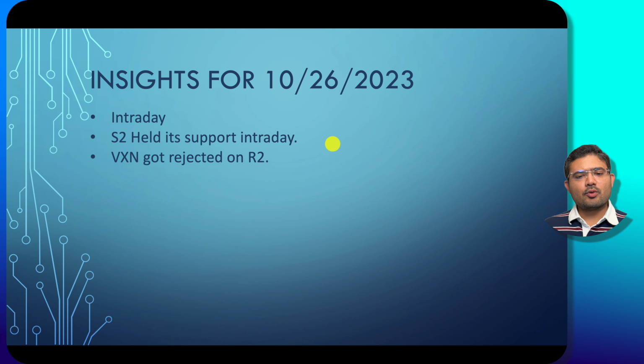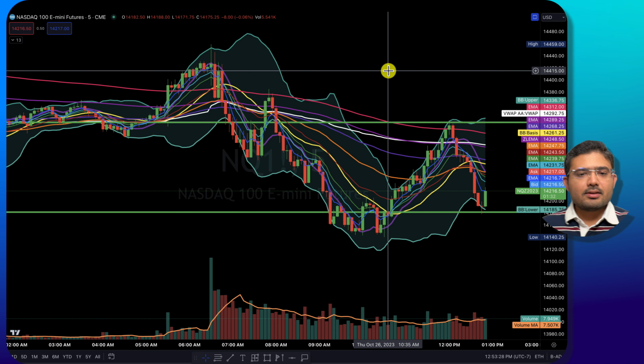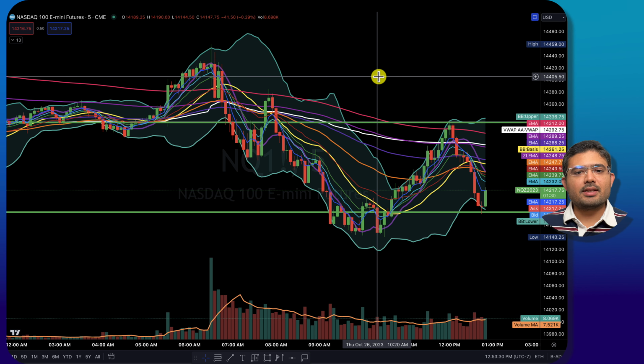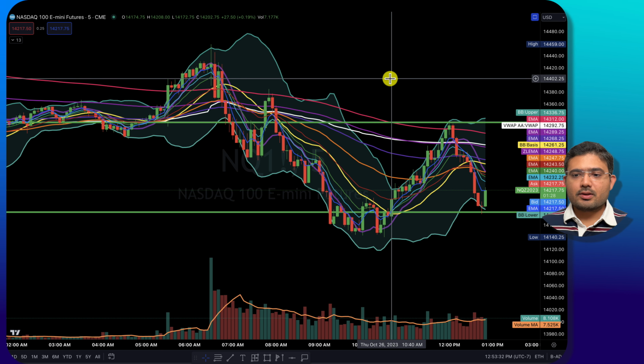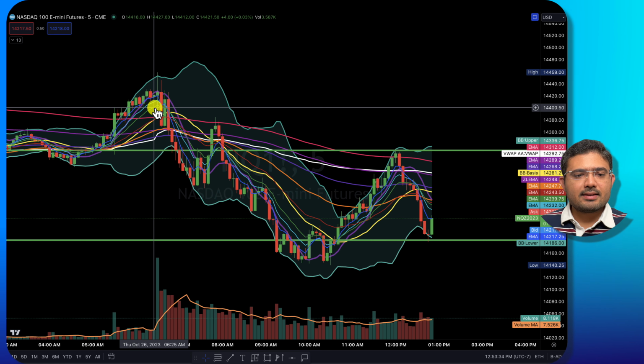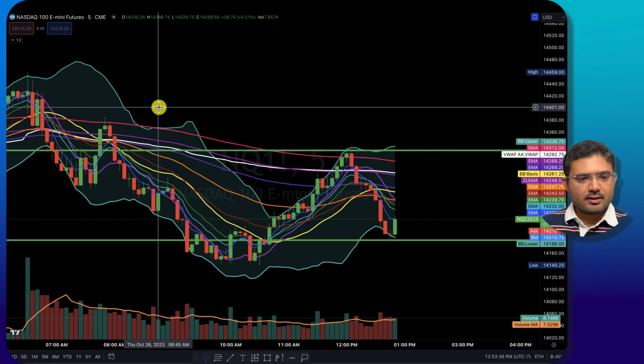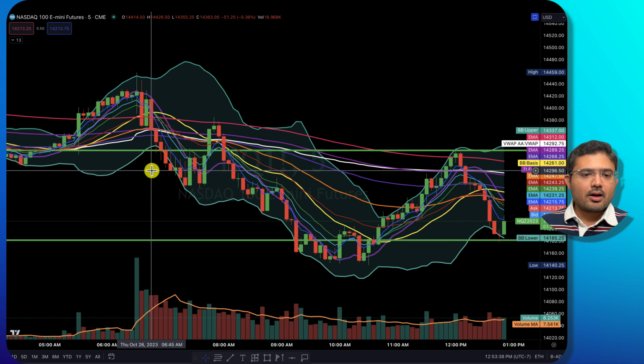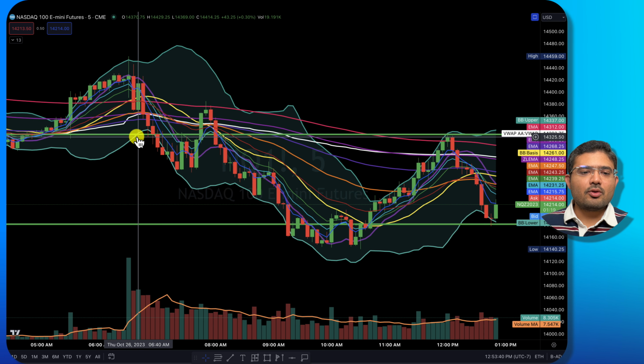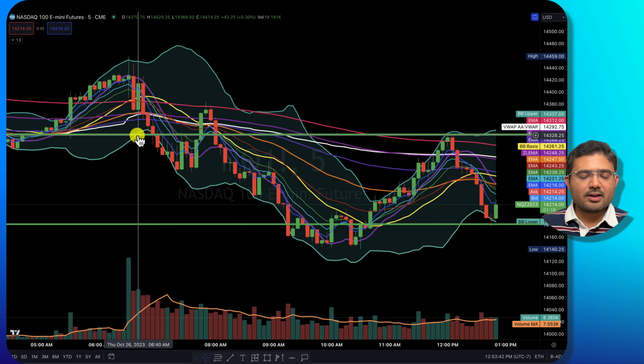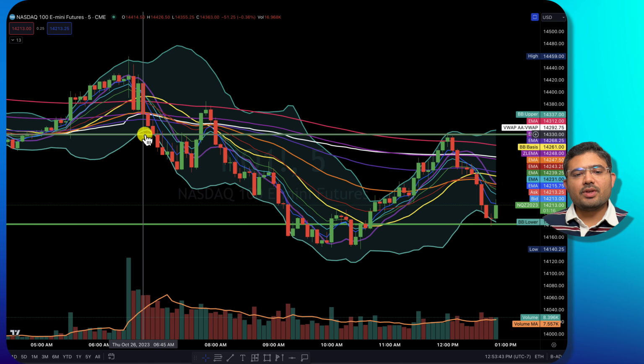Today I wanted to discuss two important things, the S2 level and the correlation with the wicks. So let's move into the charts. This is the 5-minute chart that we follow in the intraday. Over here, you can see that when we started the trading session, we actually chopped in for just 20 to 30 minutes, and then we broke down.